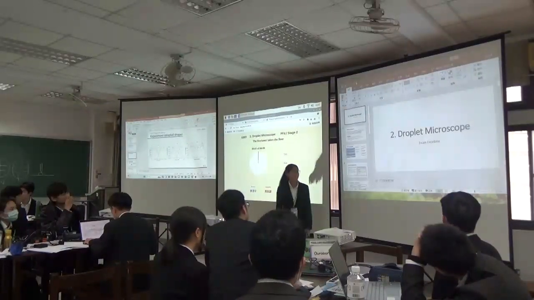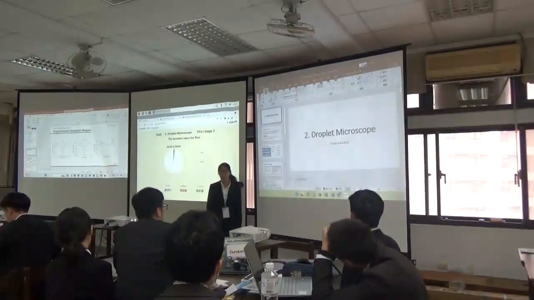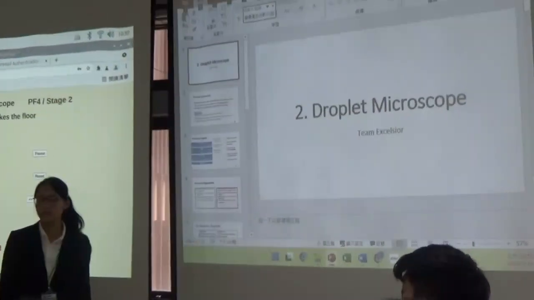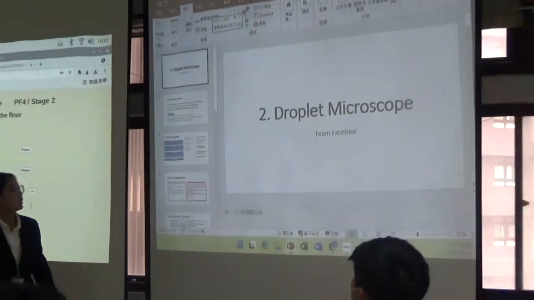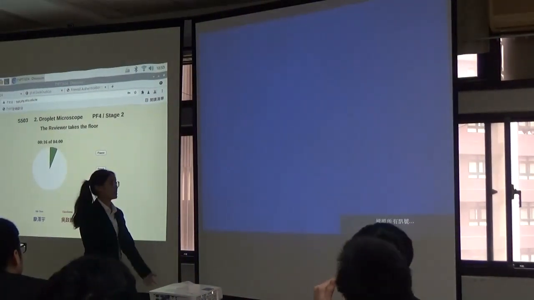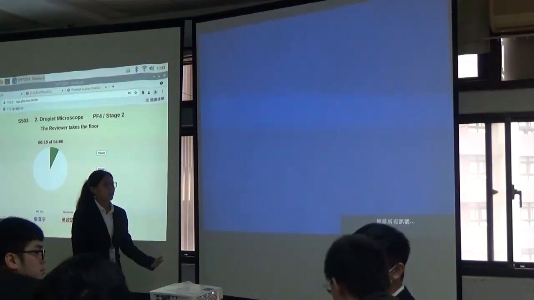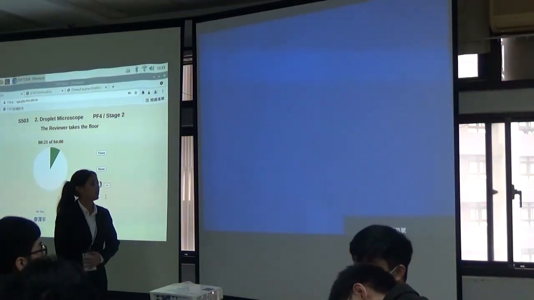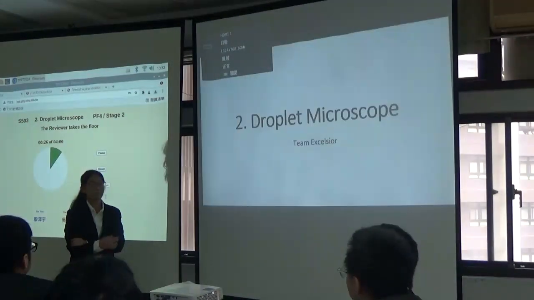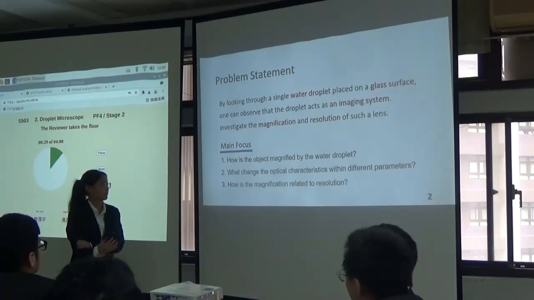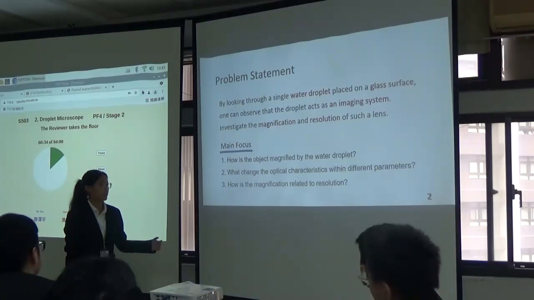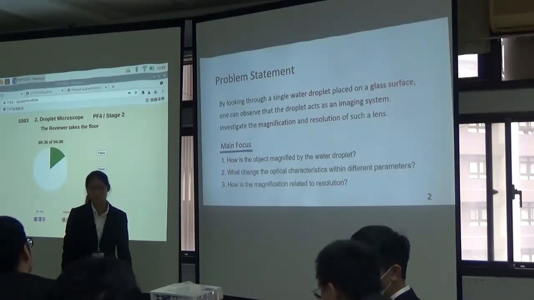Honorable jurors and fellow competitors, I'm the reviewer from Team Excelsior, and today I'm going to review problem 2, droplet microscope. The problem statement said I placed a single wax droplet on the glass surface, so that will become a lens system. So we would like to discuss the magnification and the resolution of such a lens. We will mainly focus on how different parameters affect the resolution and the magnification, how the object is magnified by the water droplets, and what changes the optical characteristics with different parameters.